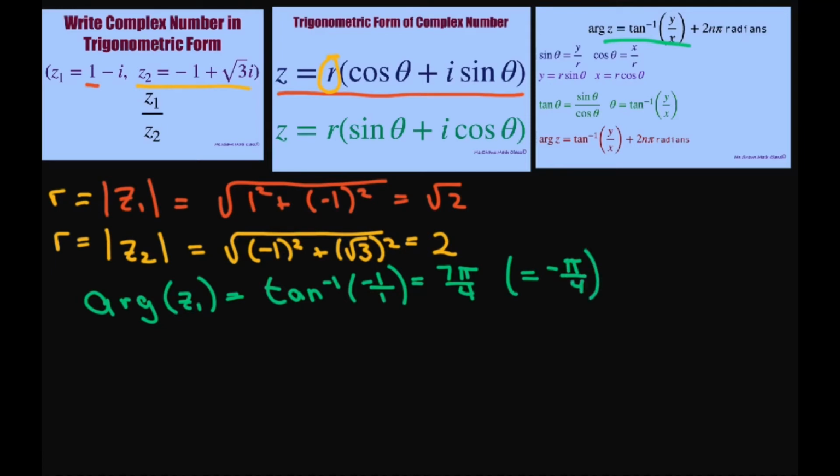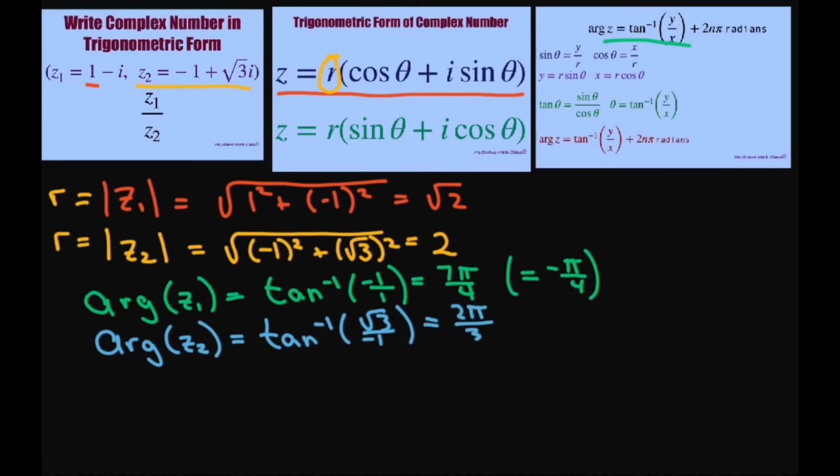All right, and then for our second argument, we're going to have inverse tan of square root of 3 divided by negative 1. That's going to equal 2 pi divided by 3, which was really equal to negative pi divided by 3. We're just adding our 2 pi to this. All right, now that we have that, let's put it all together.